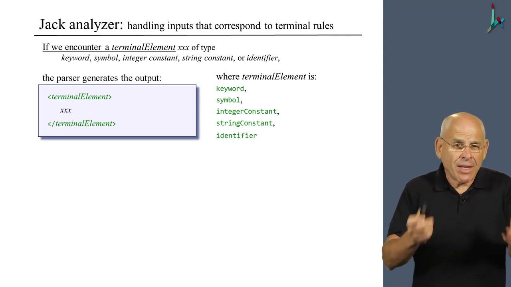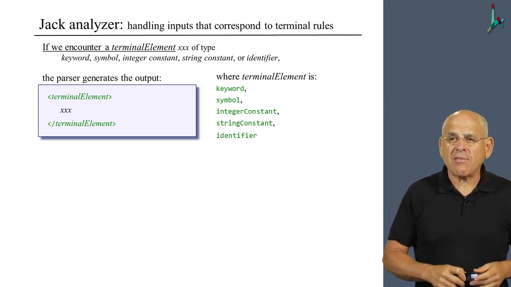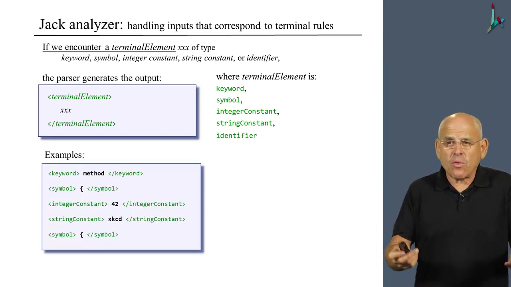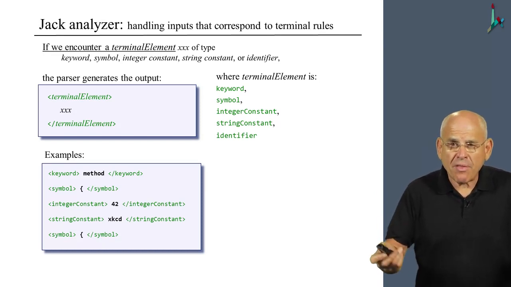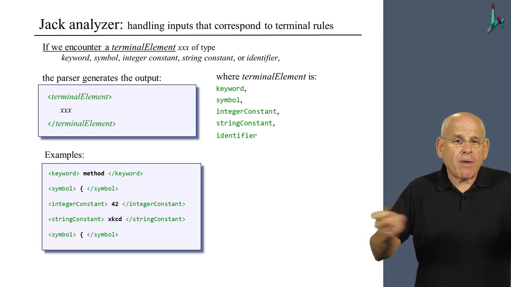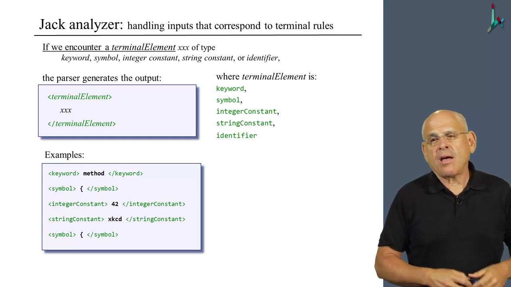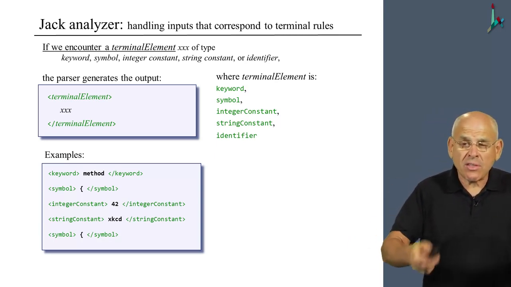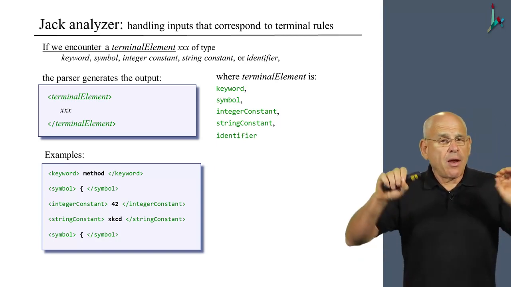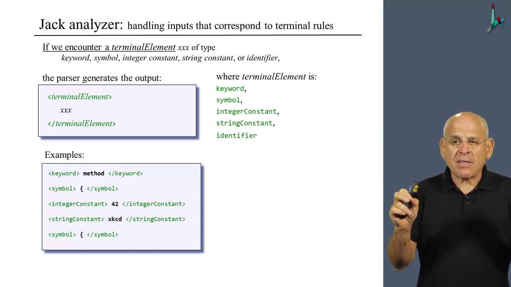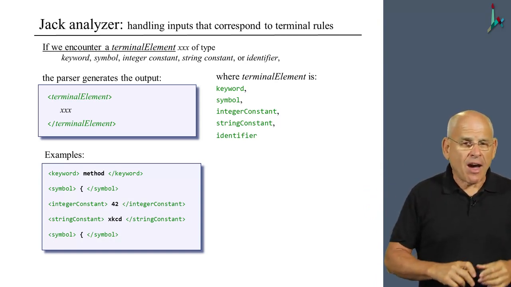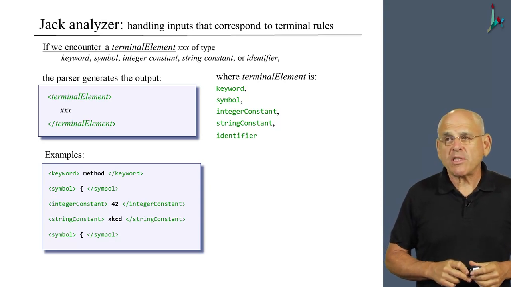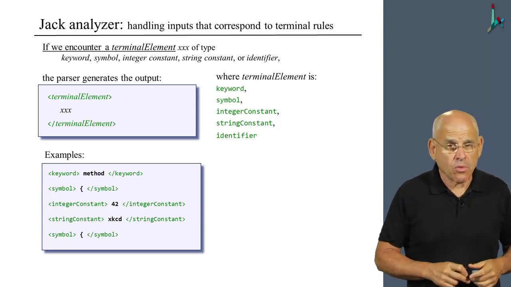In particular, let's look at an example because it is much more instructive than the general definition here. So if we have something like the word method or the token method, well, it's a keyword. So we just mark it up as keyword begin, keyword end, and that's it. Likewise, if we have a symbol or an integer constant and so on, we simply wrap them up in the right XML tags and emit them to the output. So this is very simple. That's what we do with inputs that correspond to terminal rules.